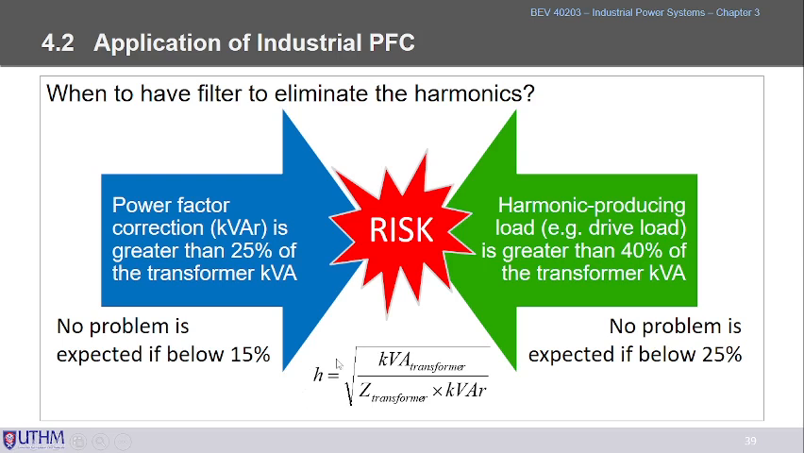So how to calculate the harmonic? H is the harmonic order, third order, fifth order harmonic. H is equal to the square root of the kVA of the transformer divided by the Z of the transformer, multiplied by the kVAR of our power factor corrector. So that means you can simply estimate how much resonance might happen in this case.